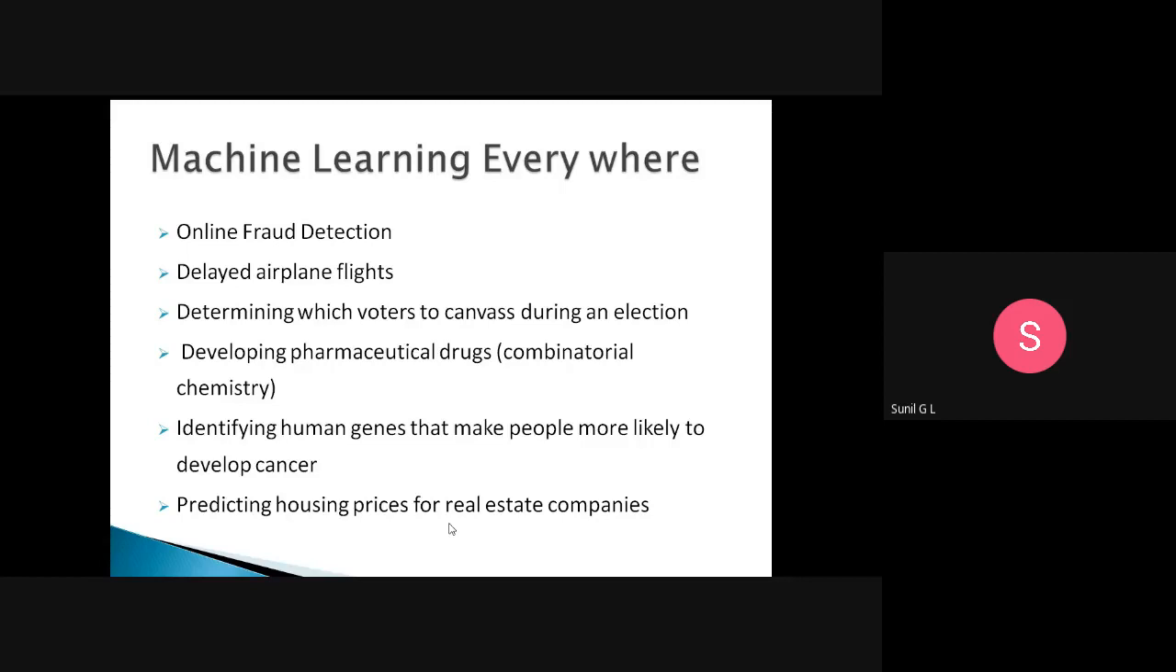Then predicting house prices for real estate companies. After 5 months, what is the house price? What is the flat price? So wherever you go, we will have n number of machine learning applications. These are some examples I have taken.